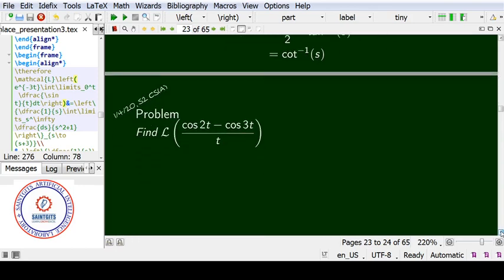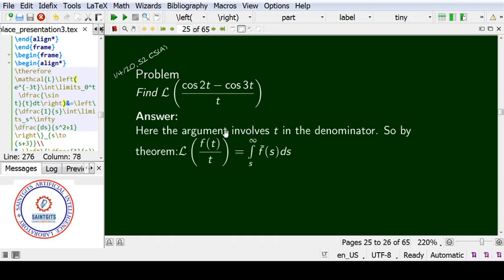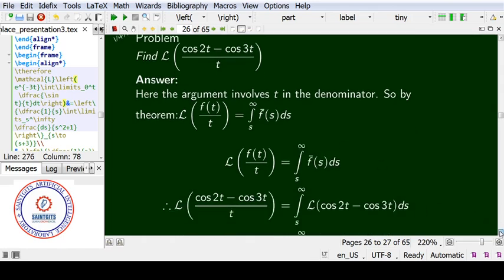Another problem. Again this problem contains division by t. Division by t leads to integration. So we just hide this t. The effect of division by t is the integral from s to infinity of L of this numerator. That's all. We state it: the argument involves t in the denominator, so we use this theorem. We hide this t. The effect of the t is the integral from s to infinity of the remaining portion, L of cos 2t minus cos 3t.